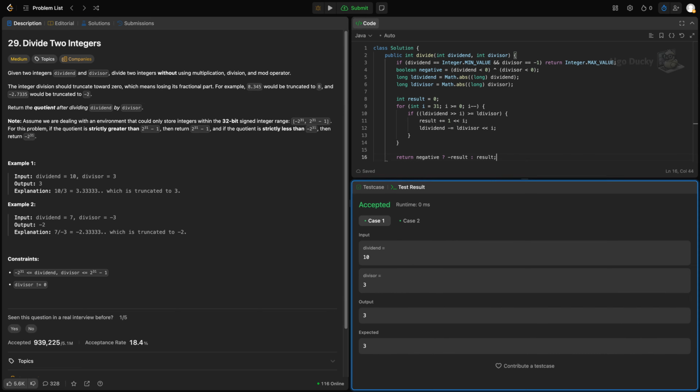This method is top tier, O(log of the dividend), just like before, but with max control and minimum overhead. For 10,000, just 14 bitwise checks. Space is still O(1). It's the cleanest way to simulate division without native operators. Great for interviews or systems-level code.